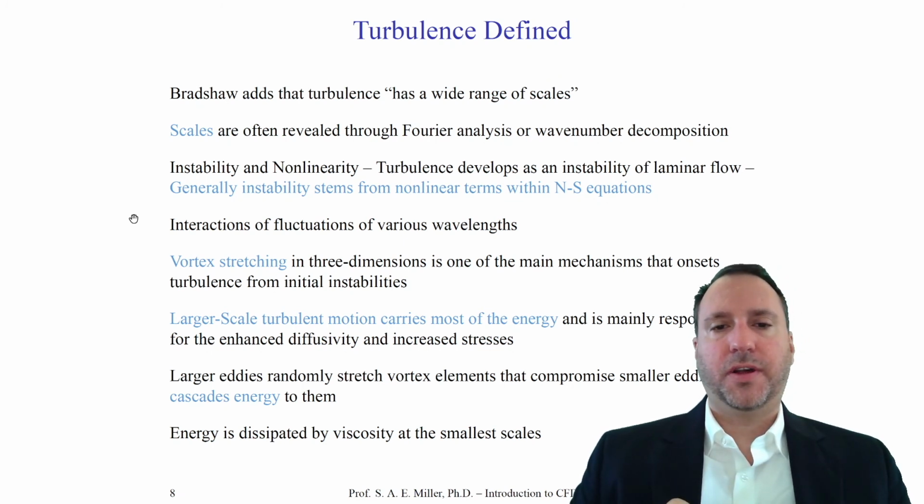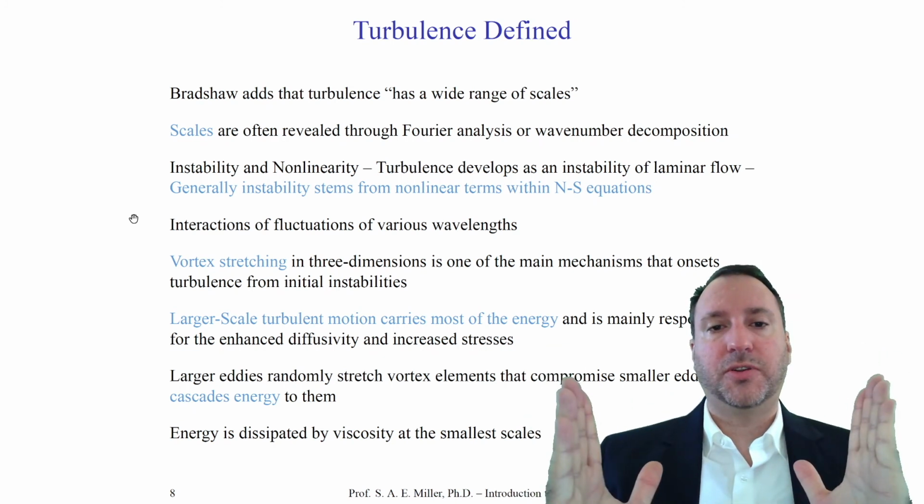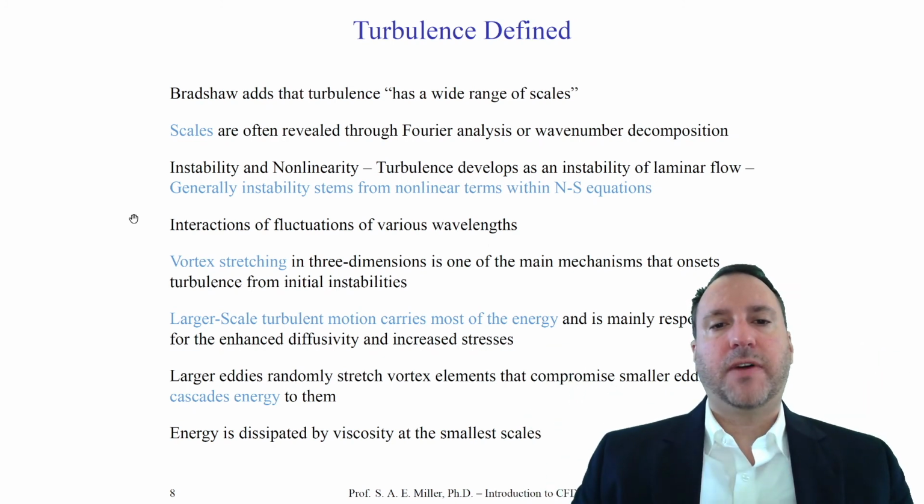If we can decompose our turbulent flow into different wavelengths via Fourier transforms or wave numbers, we'll notice that it's not a linear interaction between, say, the large turbulent eddies and the small ones. In fact, the large turbulent eddies and small turbulent eddies might very much have an effect on one another. And this is a nonlinear interaction. Why is it nonlinear? Of course, because of the nonlinear terms of the equations of motion.